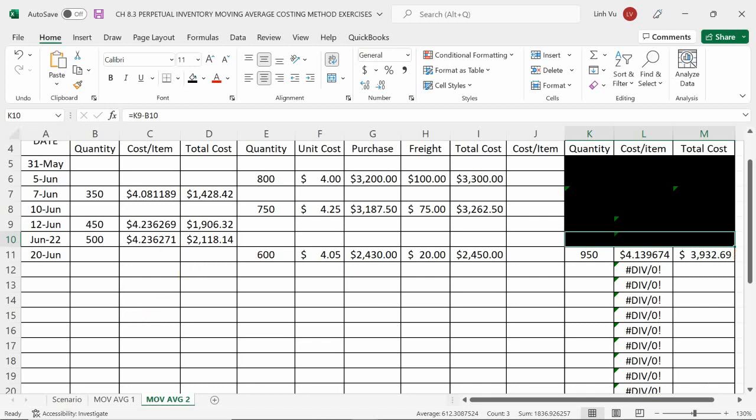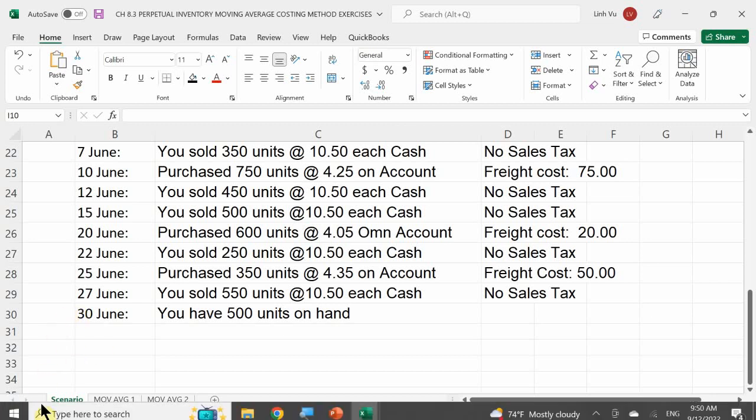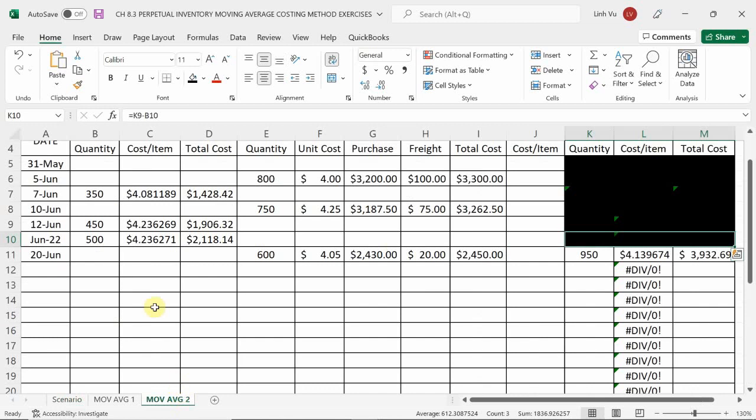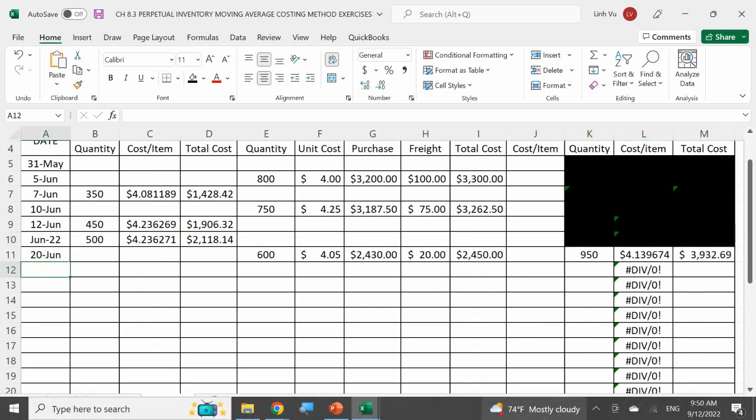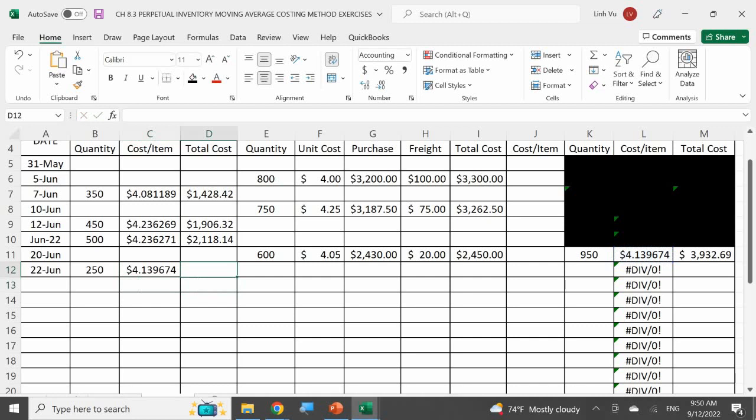All right, so let's see. We're almost finished here. So again, we end up selling another 250 units on June 22nd. So now I got to use my new average cost because again, new quantity, new total cost.